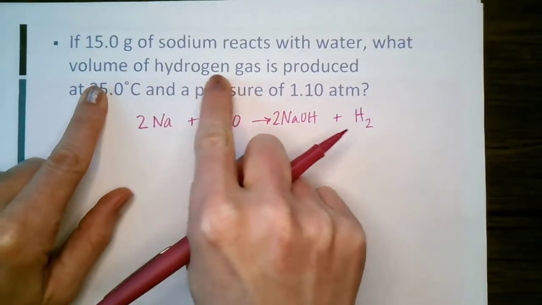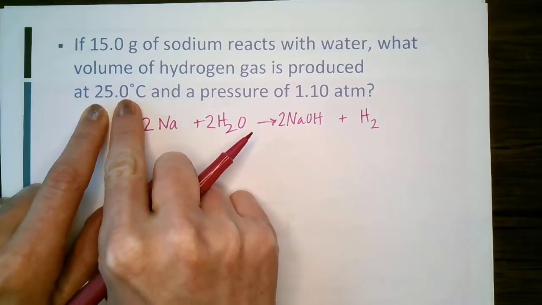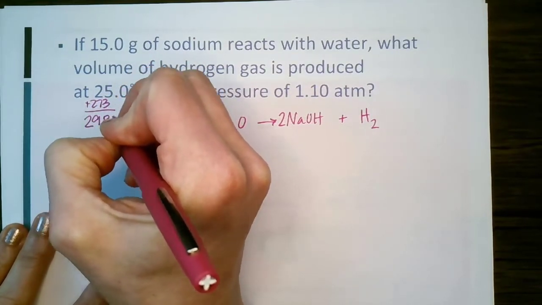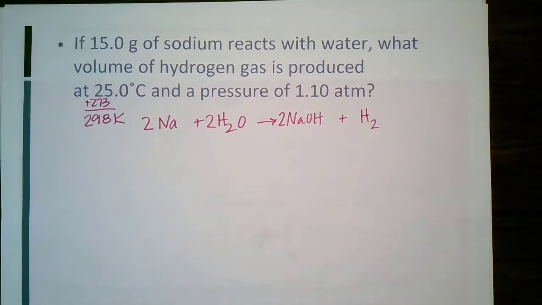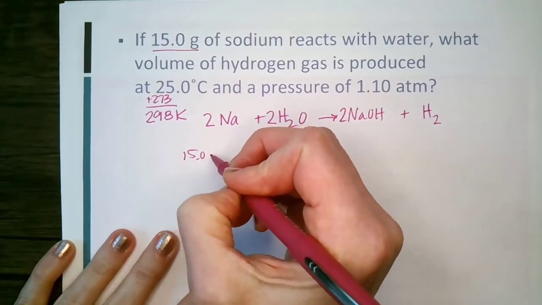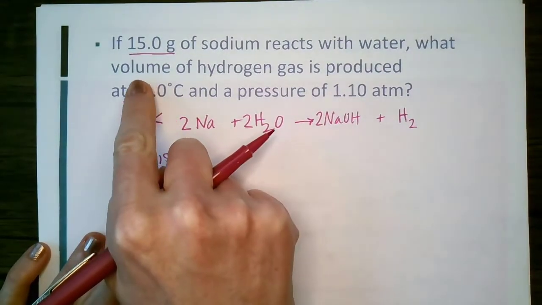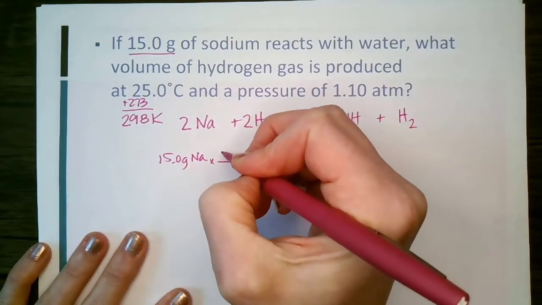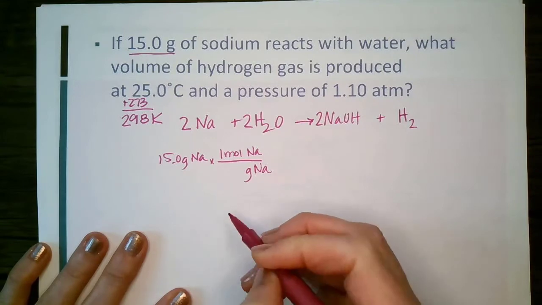Now, I know that I have 15 grams of sodium. What volume of hydrogen gas is produced at 25 degrees Celsius? Well, so first thing I'm going to do is I'm going to make this into Kelvin, plus 273. So I've got 298 Kelvin and a pressure of 1.10 atmospheres. We need to do some stoichiometry here. I'm going to take my 15.0 grams of Na. I'm going to figure out how much hydrogen, as far as moles of hydrogen, is produced. So in order to do that, I need to go from grams to moles of sodium.